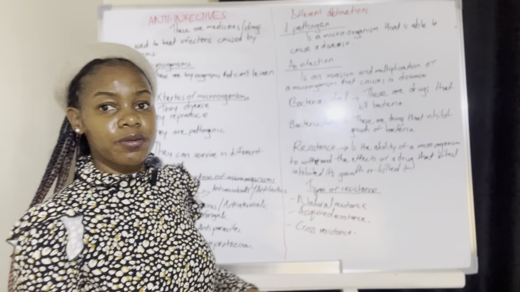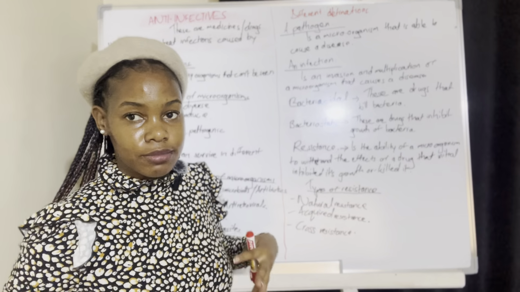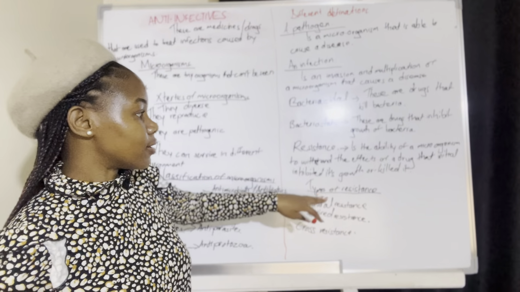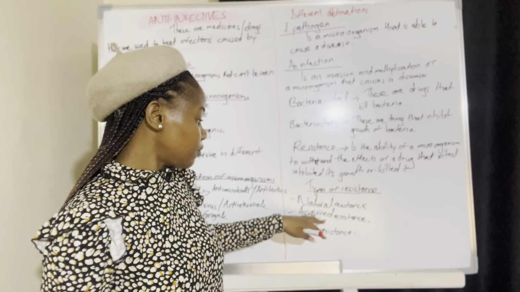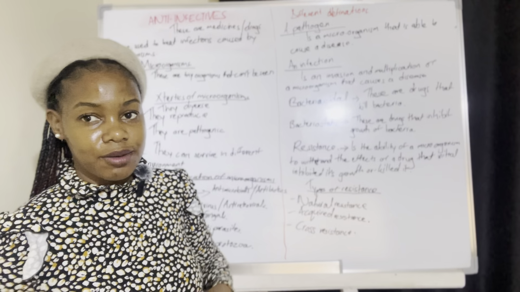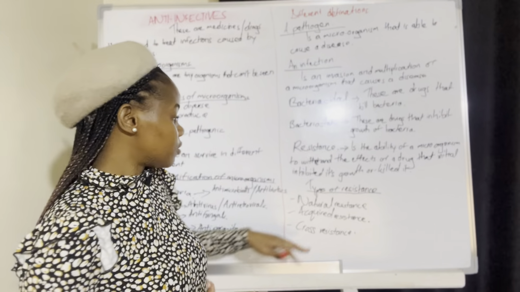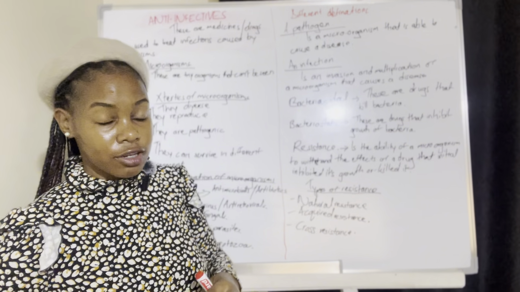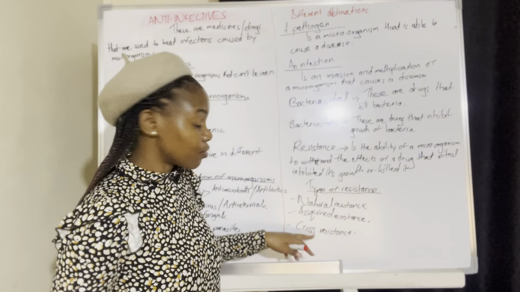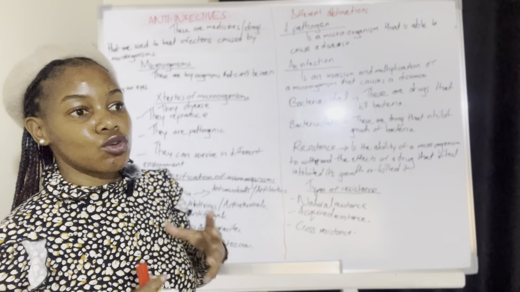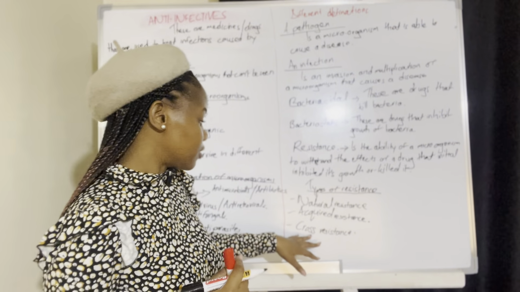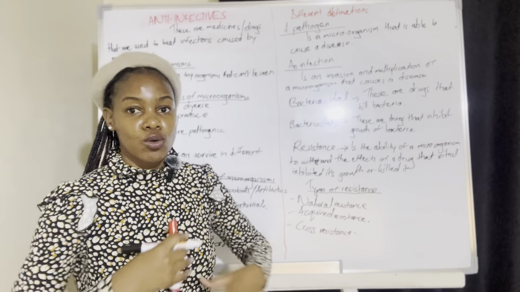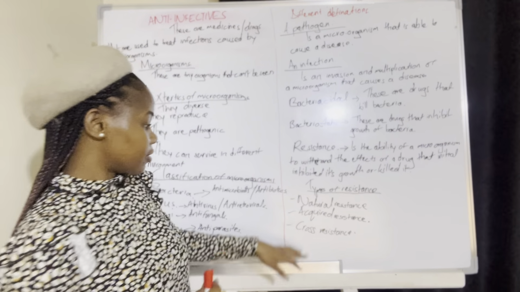For natural resistance, the microorganism itself, its structure, the cell wall, the capsule, let's say in bacteria, is capable of withstanding the effects of the drug. Acquired resistance means that within the microorganism there are different mutations. For example, the bacteria within its genes mutates so that it blocks the initial binding site of the drug. In cross resistance, once the bacteria resists a particular drug, it is also going to continuously resist other drugs. That is cross resistance.